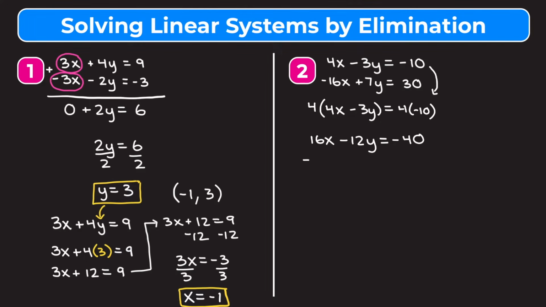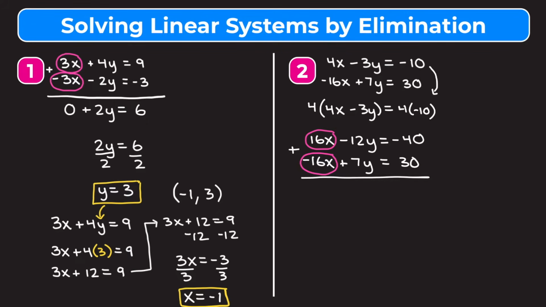So now I'm going to take our second equation and write it right underneath. So we have negative 16x plus 7y is equal to 30. And now we have a positive 16x and a negative 16x, so we can eliminate our x terms by adding down.